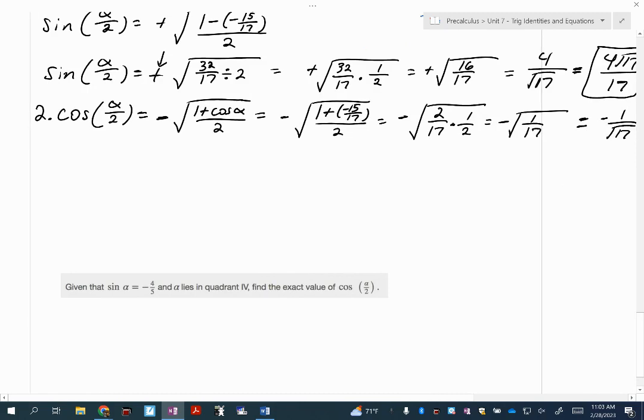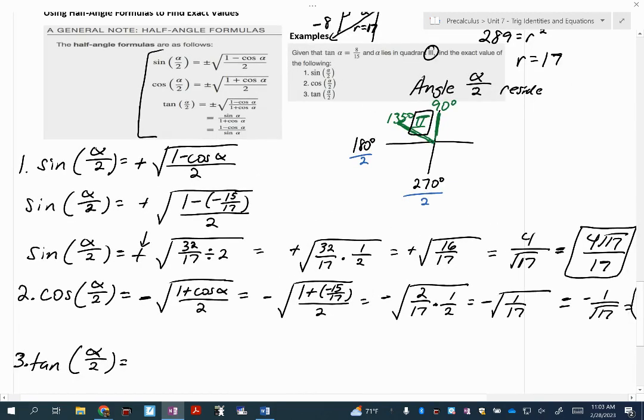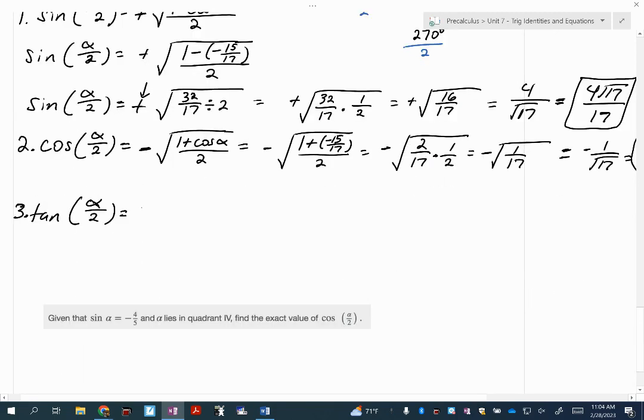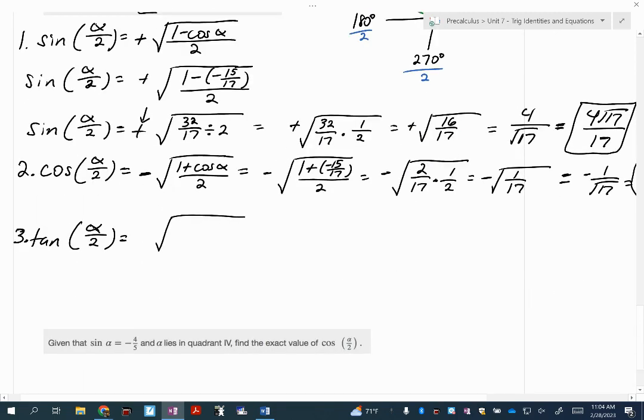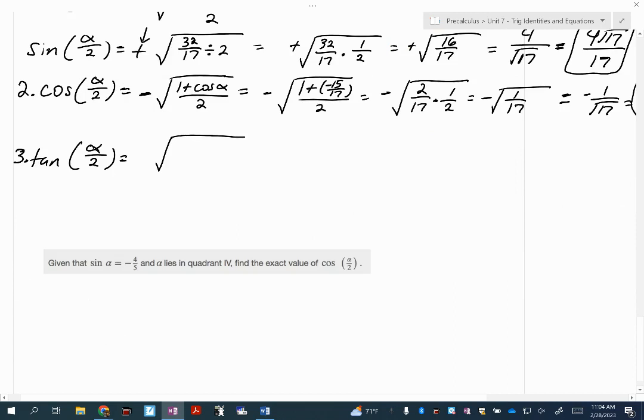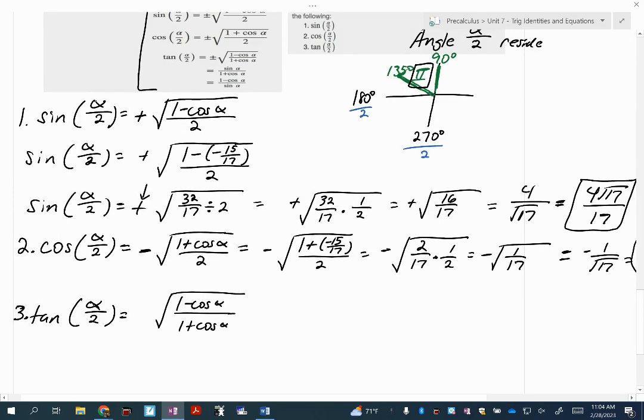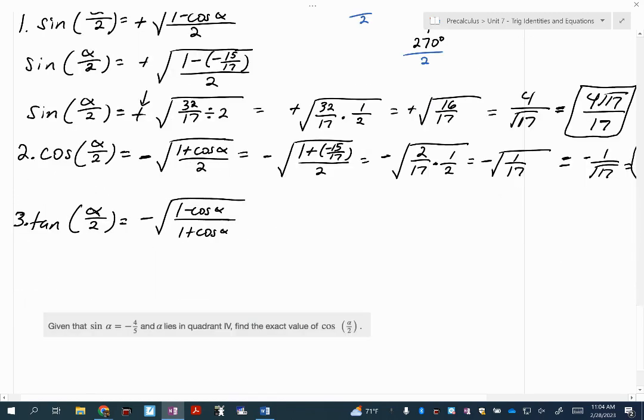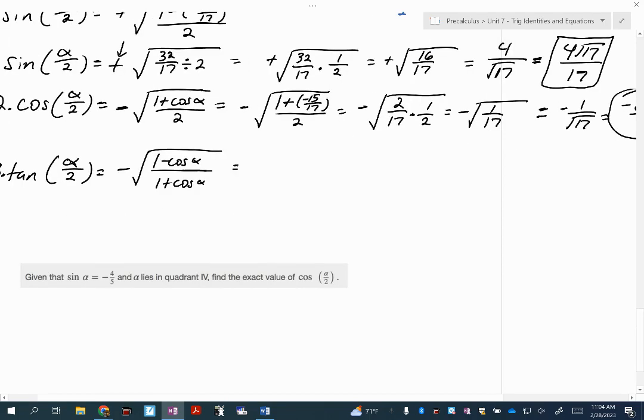Let's do the last one, 3, which I believe is tangent of half of alpha. So tangent of half of alpha is going to be plus or minus the square root of 1 minus cosine of alpha, over 1 plus cosine of alpha. All right, let's decide. We're in the second quadrant still, so this still needs to be a negative. Only sine was positive.